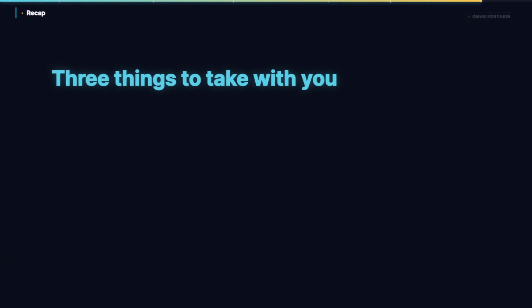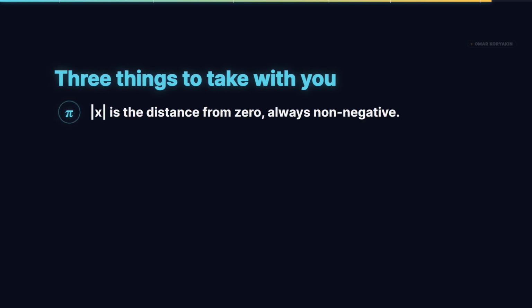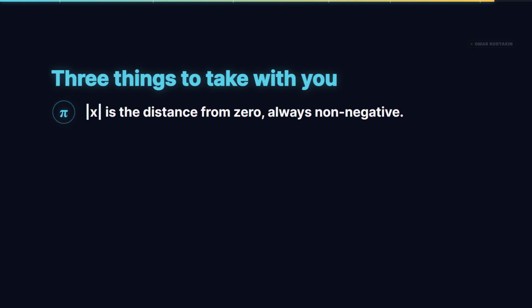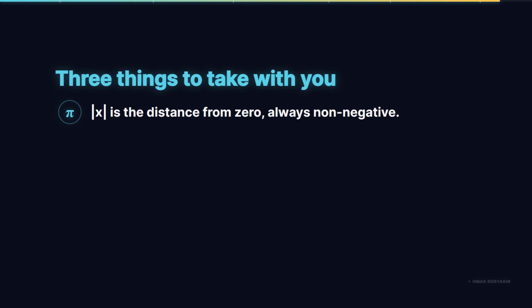3 things to take with you from this lesson before we move on to the next one. Each one will come back many times in later sections, especially when we get to inequalities and to coordinate geometry, where distance becomes a central quantity. First, absolute value, written as a number wrapped in 2 vertical bars, is the distance from that number to 0 on the number line. The result is always 0 or a positive number, never a negative number. This is the geometric meaning that drives every algebra rule about absolute value.